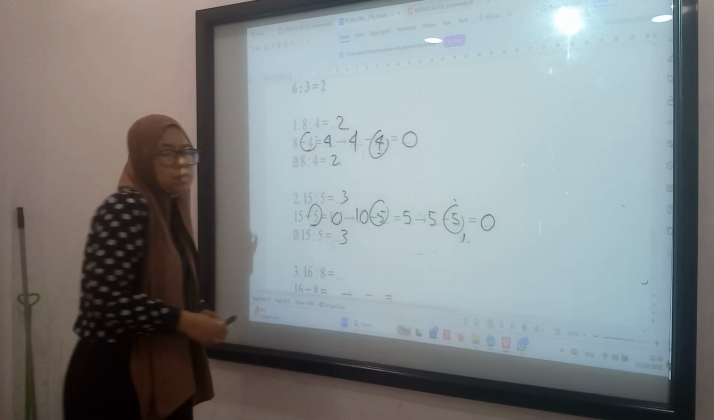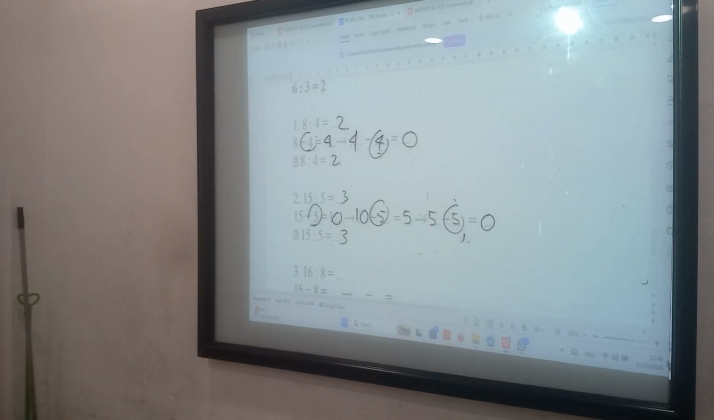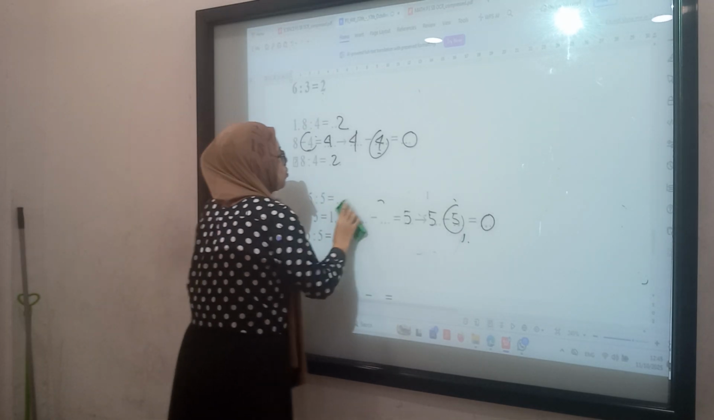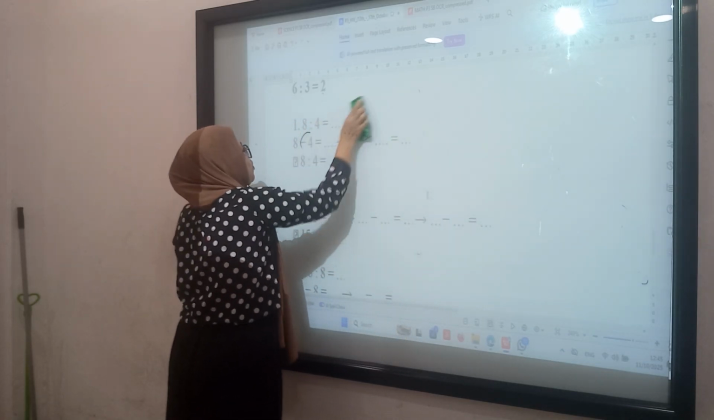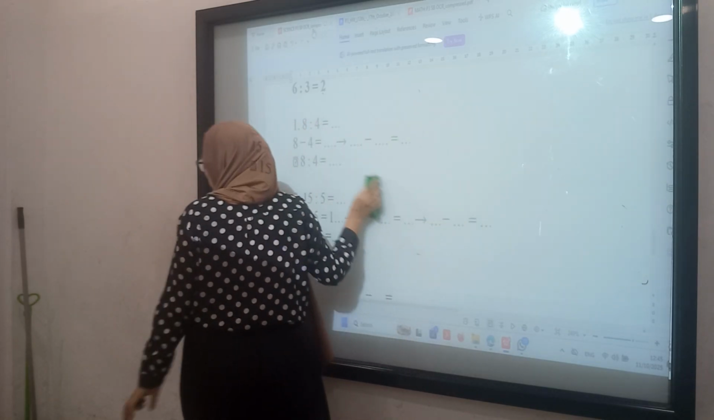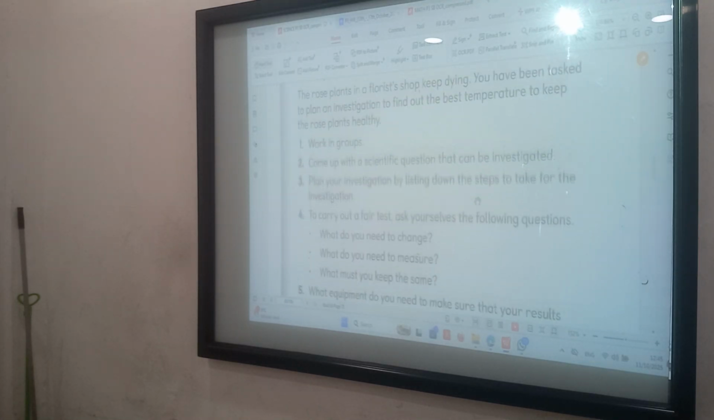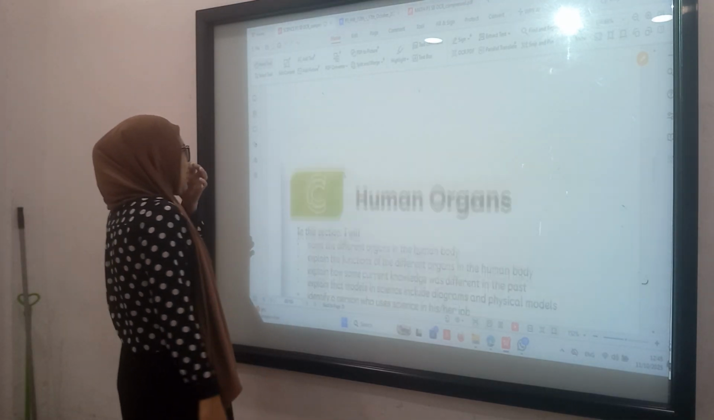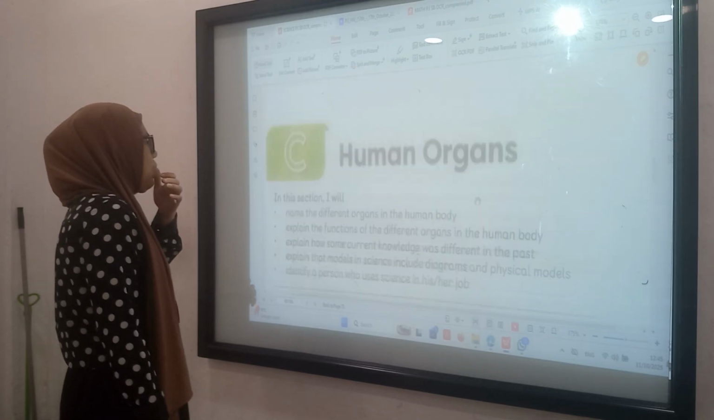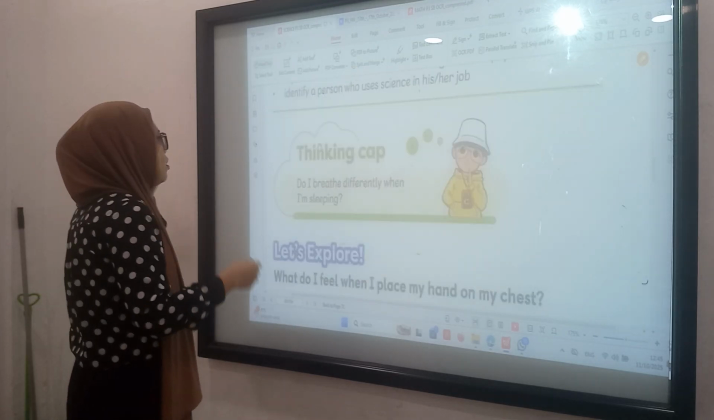Oke, terima kasih. Okay, guys, I think it's clear for the homework. Now we move to the book. Here I have opened the science book. So we just move to this new subbook. Actually, this is about the human organs and we have the thinking cap here.